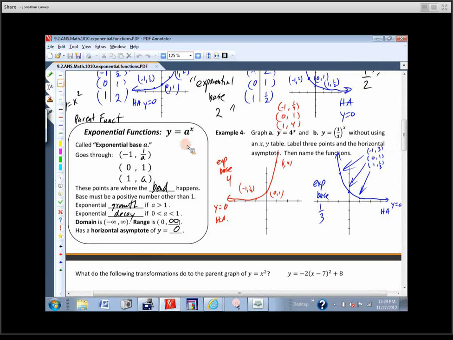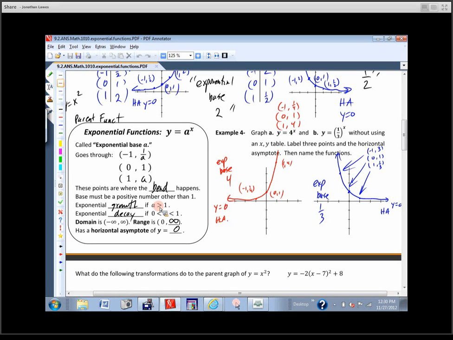The base is a positive number. It's not equal to 1. And the variable is in the exponent. So we call that exponential base A, and it always goes through -1, 1 over the base, or in other words, -1, the reciprocal of the base, 0, 1, and then 1 comma whatever the base is. The reason we graph these 3 points is that's where the bend occurs. That's where the most shape change happens.